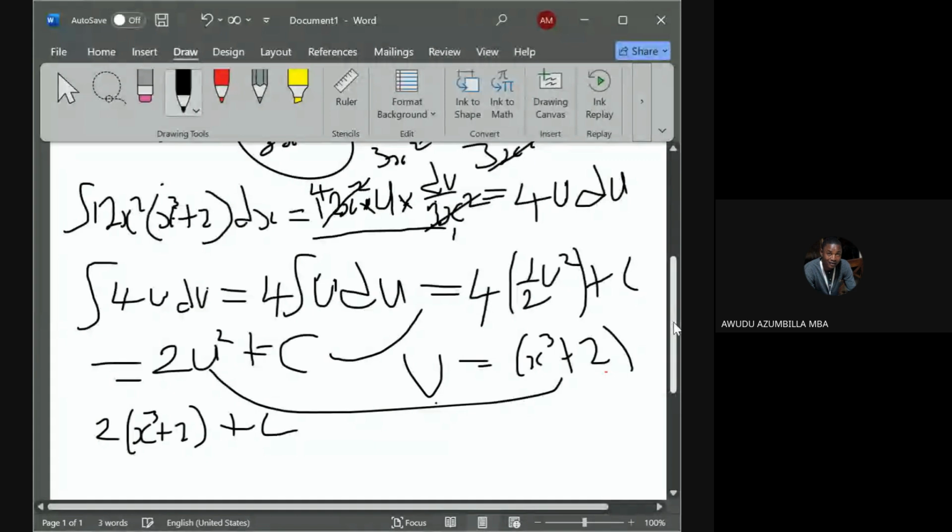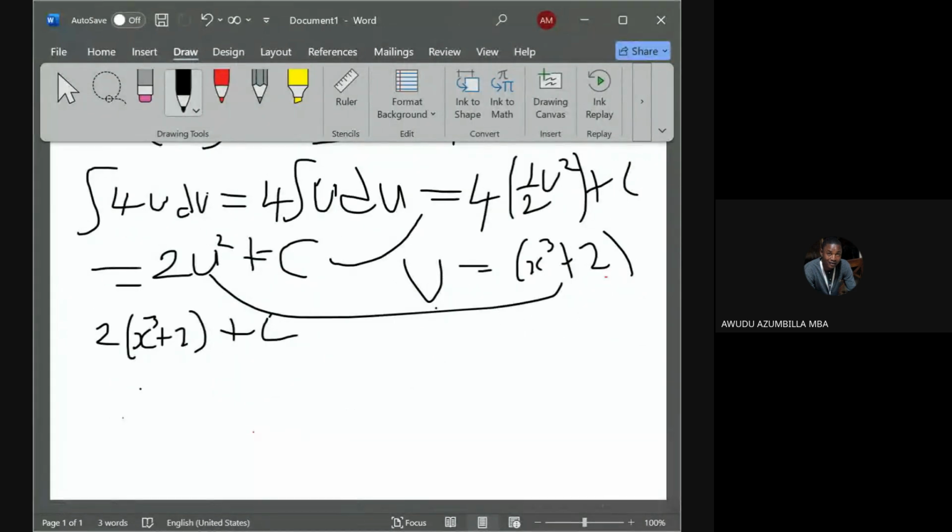Okay. Now let's differentiate this and see whether we're going to get back our original function. First of all, let's see how we are going to get this formula done.